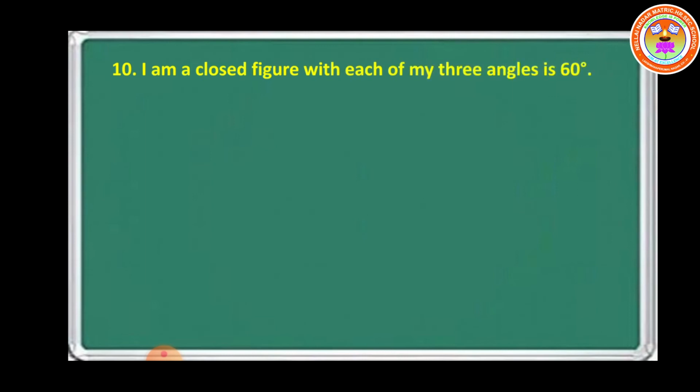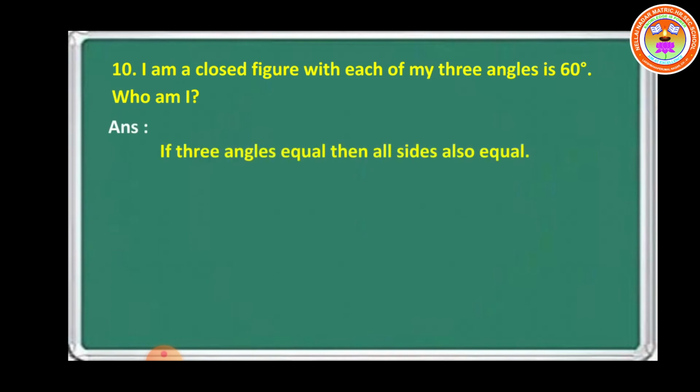Question number 10. I am a closed figure with each of my 3 angles being 60 degrees. Who am I? Can you find? Let us see the answer. If 3 angles are equal, it means that the 3 sides are also equal. If the 3 sides are equal, it means it is an equilateral triangle.